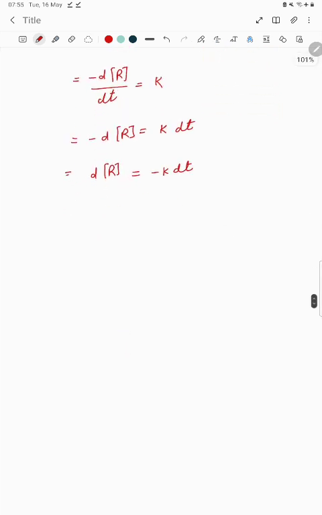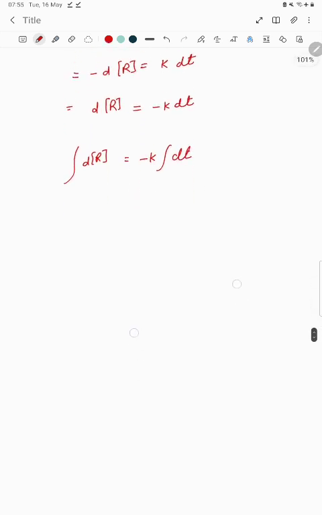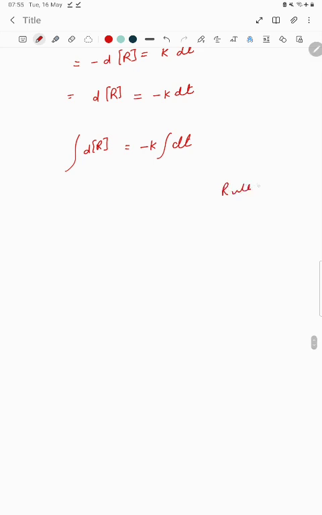k is a constant, so we cannot integrate it. So here dR is equal to minus k integration of dt. Students, there is a rule of integration. When you are integrating many dR, at the end you are going to get R. And when many dt you are adding, you are going to get t.